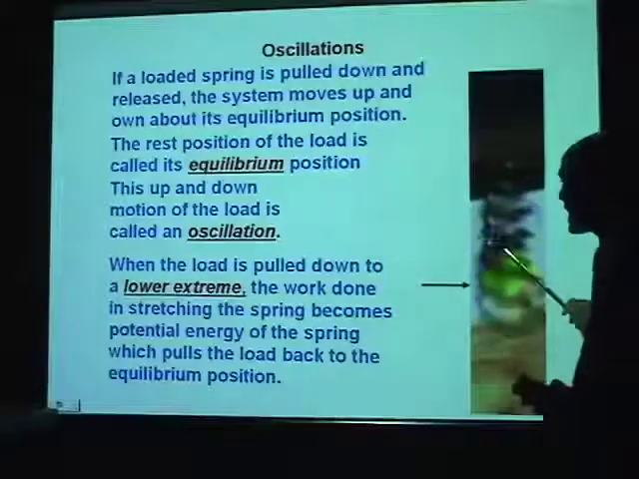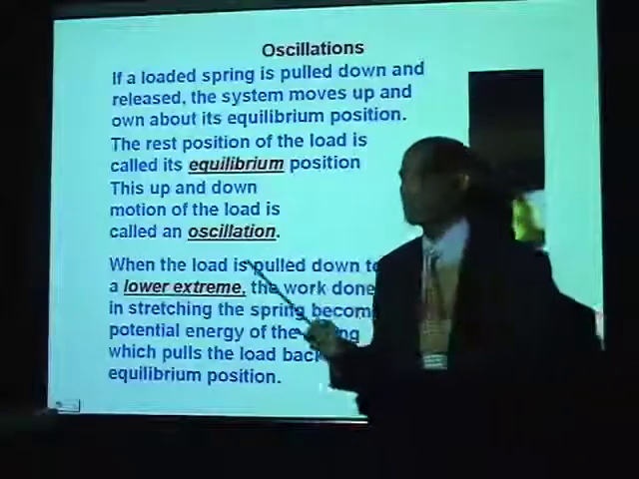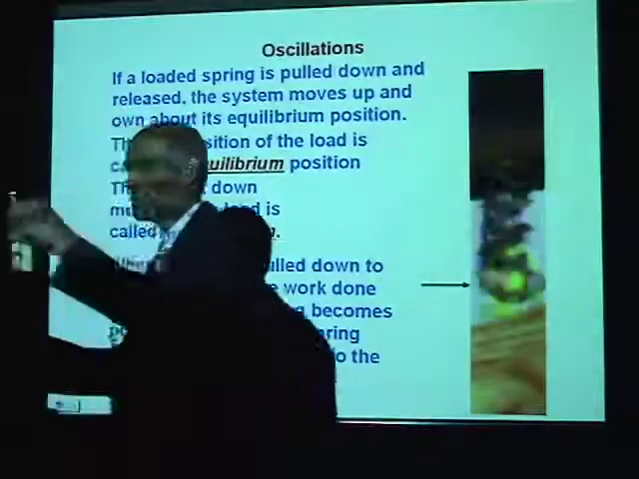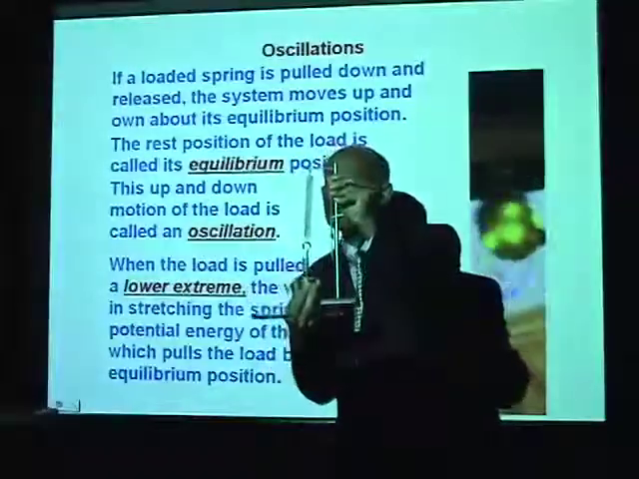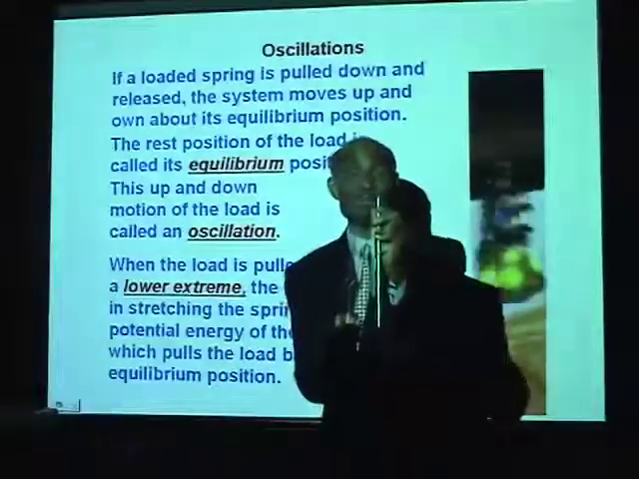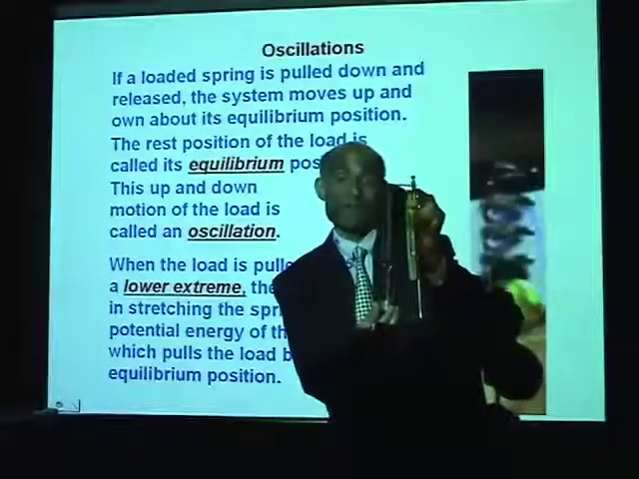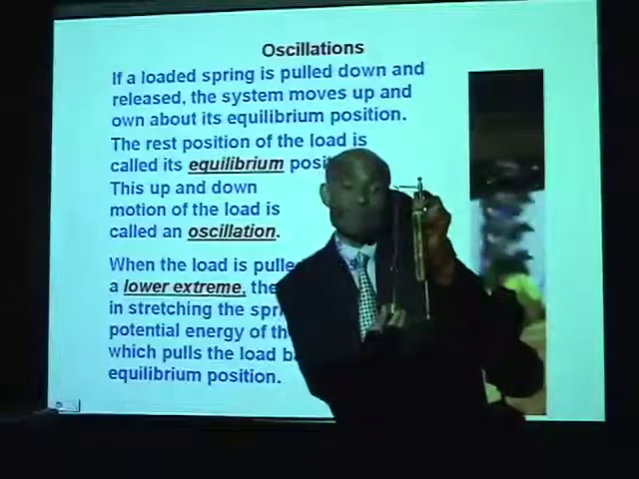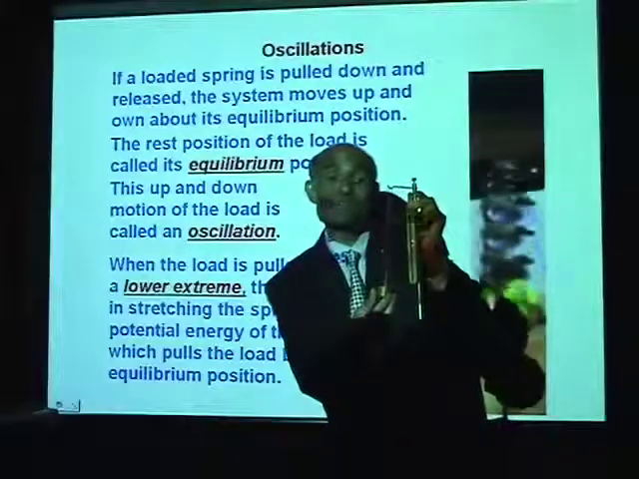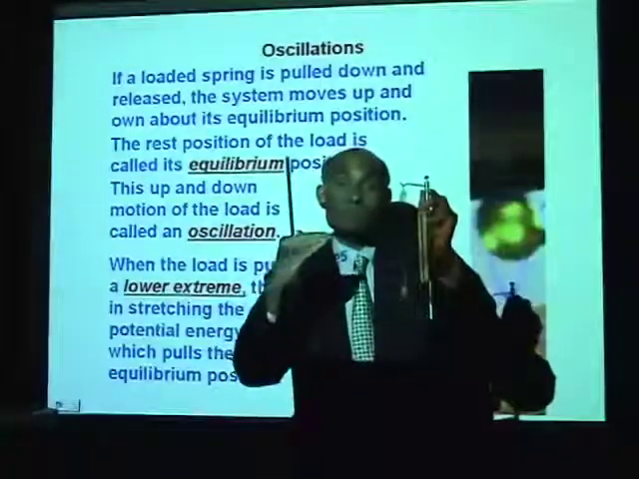When you pull down the load to a lower extreme, you do work, don't you? Yes, you actually do work to pull it down to the lower extreme, and that work will supply potential energy to the spring. Is that right? And when you leave it, what happens to that potential energy? Well, that potential energy is going to give that mass some speed, and the object is going to speed up towards the equilibrium position. And when it reaches the equilibrium position, it has maximum speed.